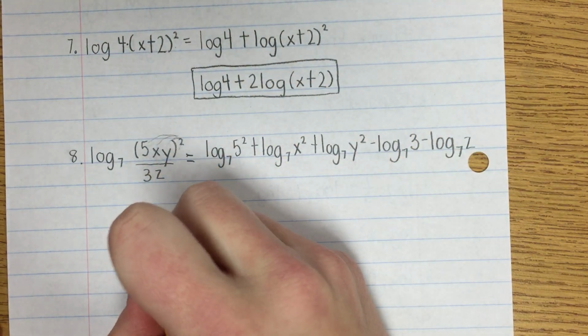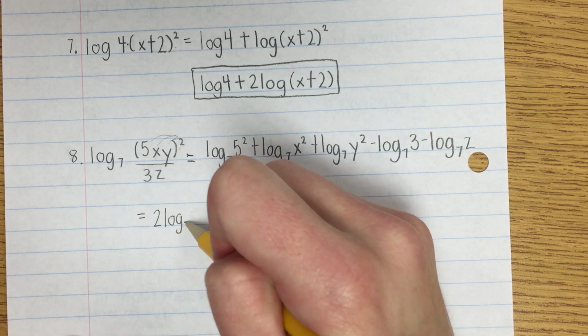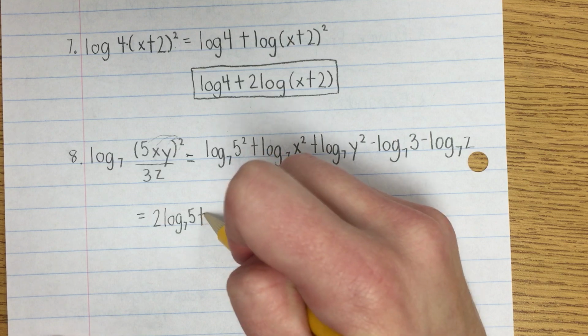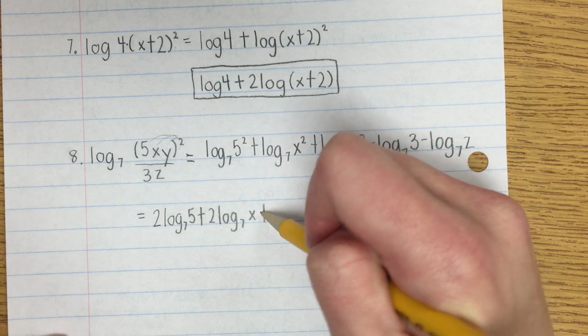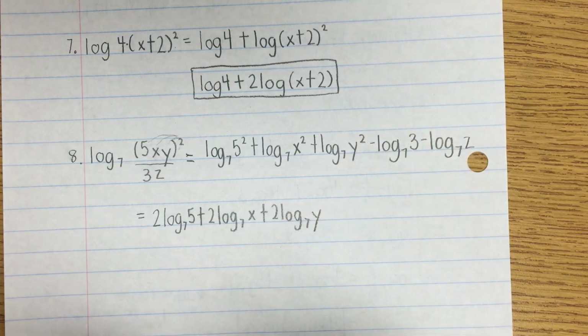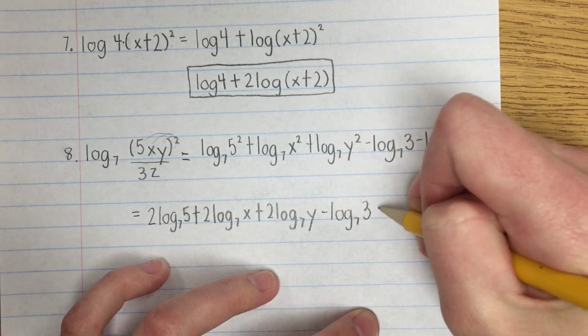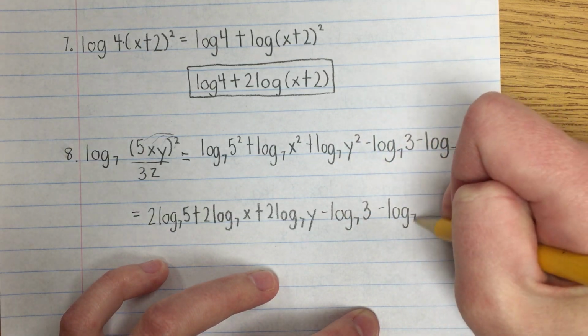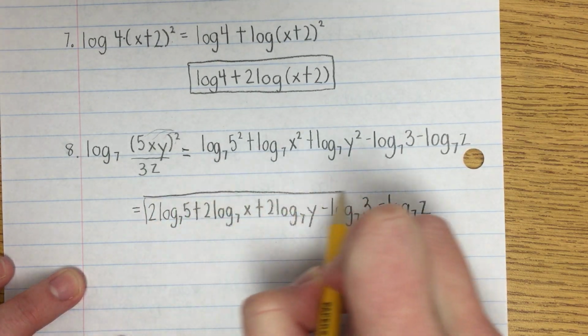So I'm actually probably going to need more space. So that would be 2 log base 7 of 5 plus 2 log base 7 of x plus 2 log base 7 of y minus log base 7 of 3 minus log base 7 of z. And that would be our final answer.